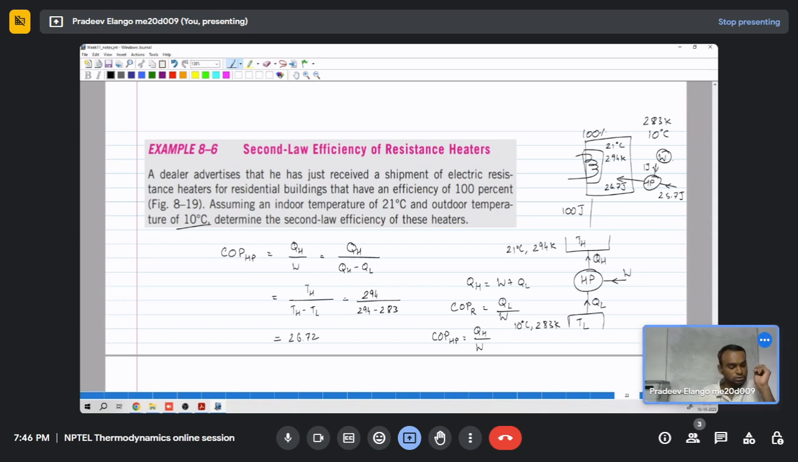Yes, sir. But this COP we are taking as 26.7 joule, sir. No, this doesn't have any unit. This is like an efficiency. You are right, sir. So here I assumed 1 joule of work is given in. So QH by W. If I give 1 joule of work input to the heat pump, it will pump in 26.7 joules of heat energy. Right, sir.